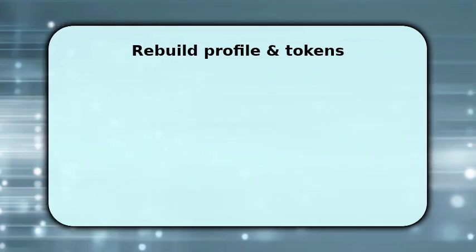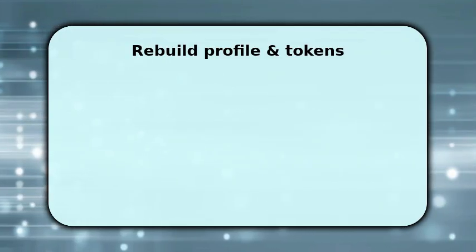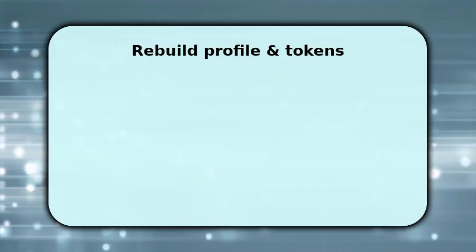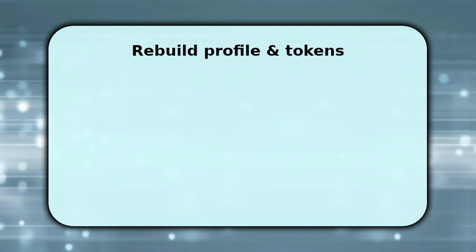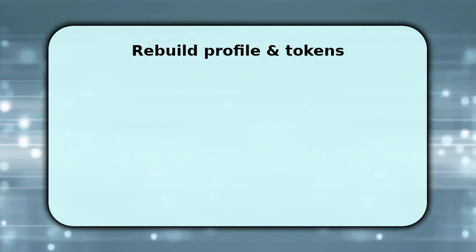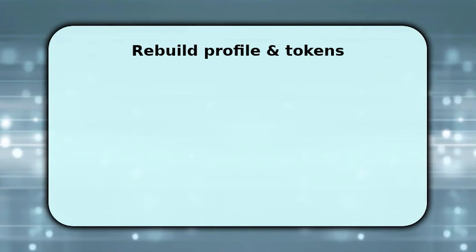Make sure to clear cached tokens and identity files in your local app data folder so Outlook can request new tokens. Once the profile and tokens are rebuilt, Outlook should authenticate normally rather than repeatedly asking for your password.